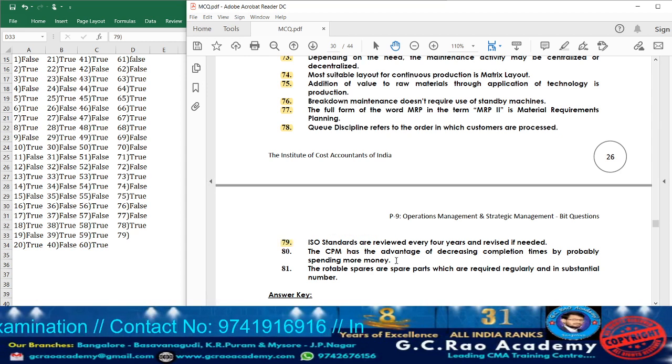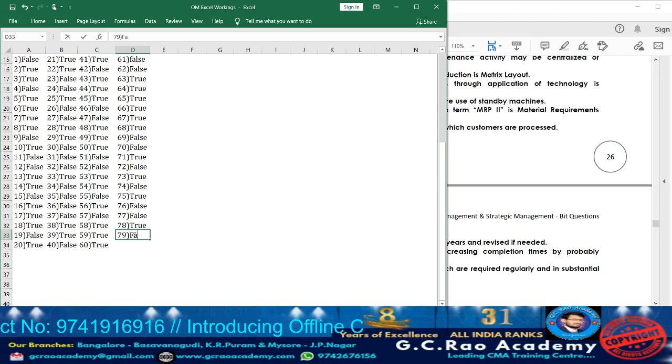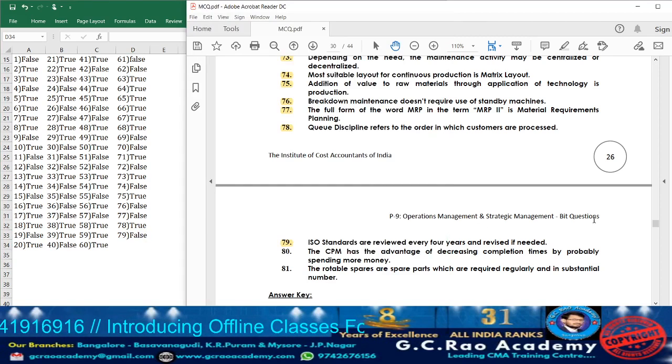What are they telling? ISO standards are reviewed every 4 years and revised if needed. False. The statement is false. Usually what happens? ISO standard will be revised whenever it is required. It's not that every 4 years they are going to do it, that condition is not there. So accordingly statement 79 is false. Now moving on to statement 80.